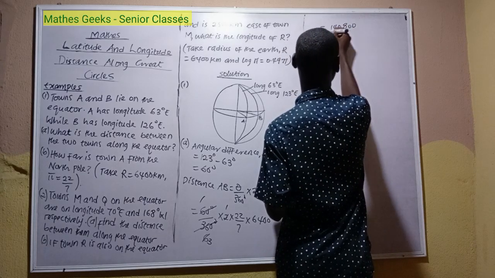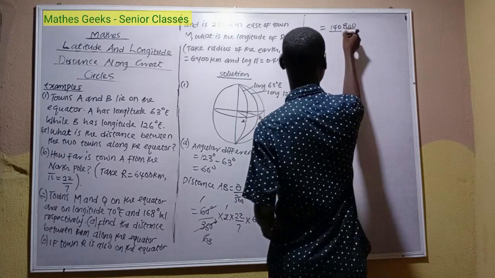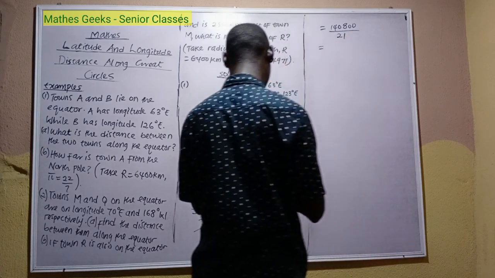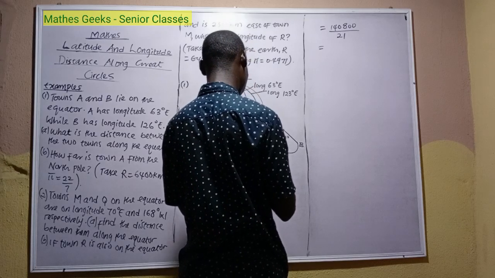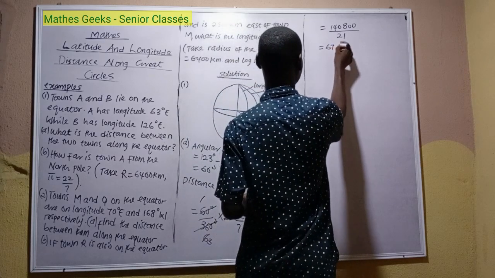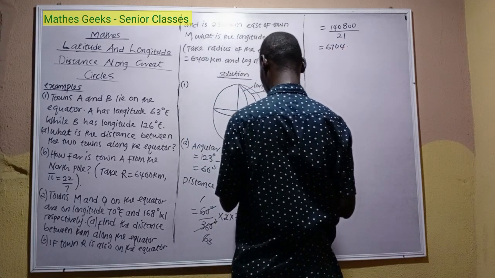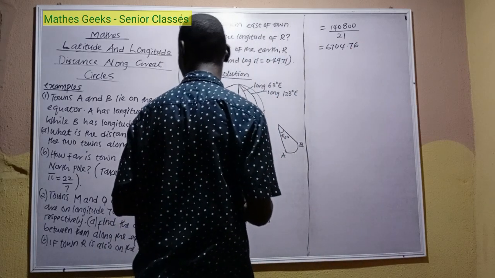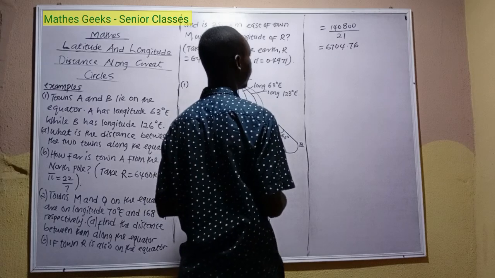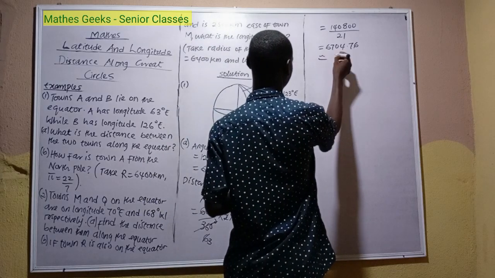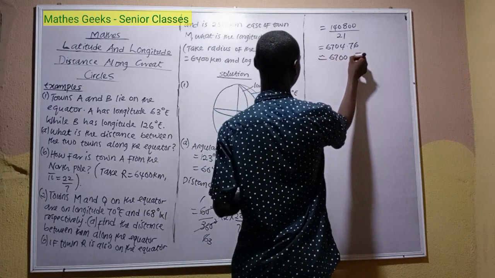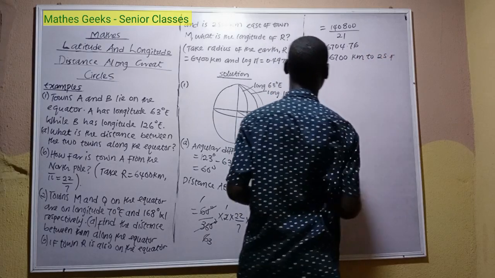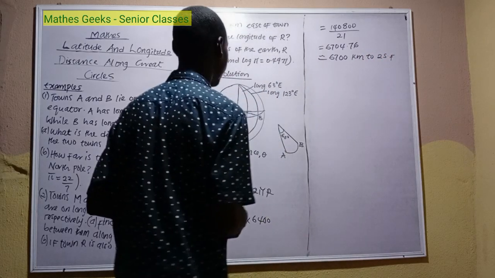140,800,800 divided by 3 times 7, 21. And that will give us, divided by 21, 6704.776. So I'm going to correct my answer to two significant figures, approximately 6,700 kilometers to 2 significant figures. That's A. So B.